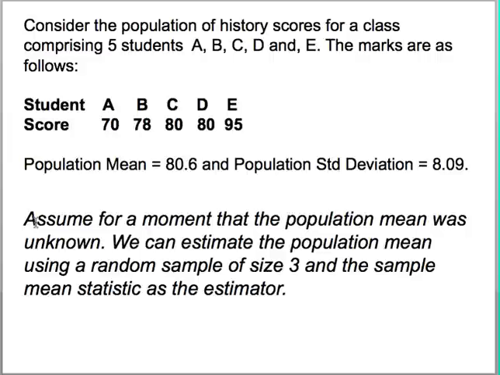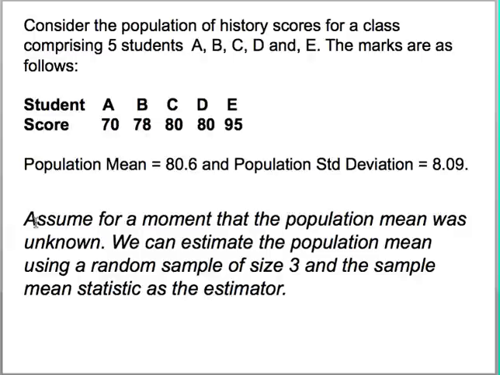Now, let us suppose that we have a population of 5 students. These students are student A, B, C, D, and E, and their marks for history tests are shown below. So student A got 70, student B got 78, etc. When we find the mean score it was 80.6, and the population standard deviation was 8.09.